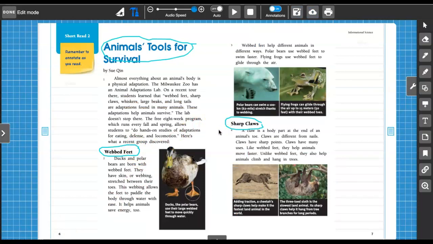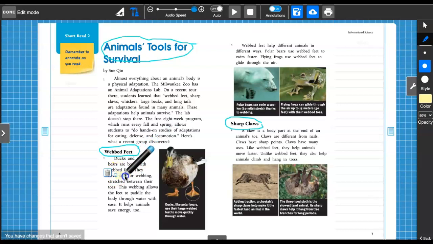Always look at the titles and always look at the subheadings to have a clue about what you have to focus on. So if I think, okay, my first tool is the webbed feet, I am going to annotate how animals use their webbed feet to survive. So I'm going to focus on the webbed feet and how they use it to survive. It says ducks and polar bears are born with webbed feet. They have skin, or webbing. So I'm thinking skin is webbing stretched between their toes. I'm going to annotate that.